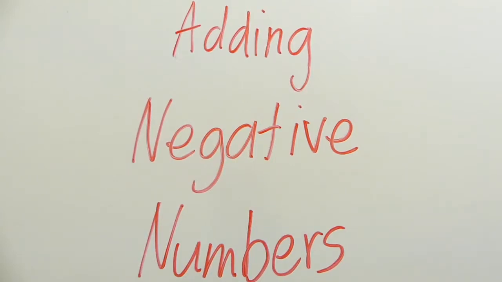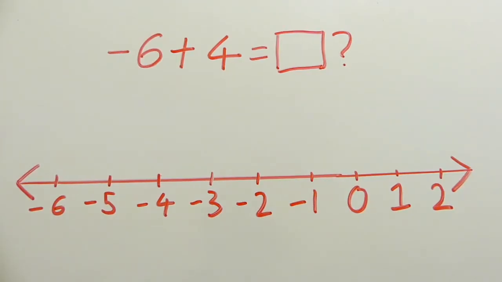Hello everyone, today we'll be looking at adding negative numbers. So we're going to add positive and negative numbers as well as two negative numbers themselves. When you add a negative number and a positive number, the number technically becomes larger, but itself becomes smaller.